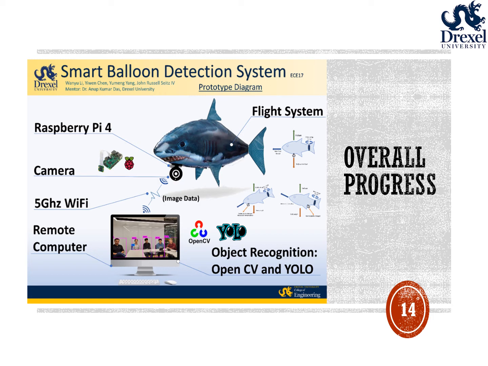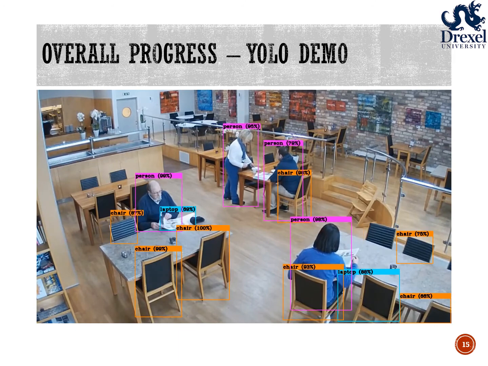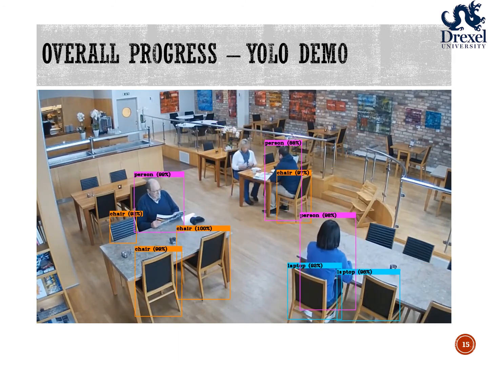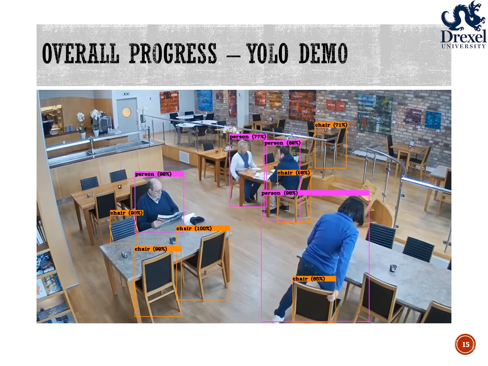The Raspberry Pi and the camera can capture video frames that can be transferred to a computer. YOLO can only be performed on the local computer's camera feed, but not on images captured from the Raspberry Pi and camera. Here is our little demo of YOLO. As you can see, there are different classes such as person and chair. The percentage is the probability of belonging to that class.